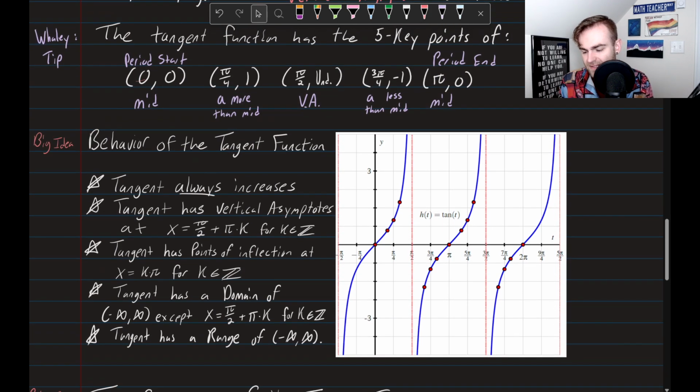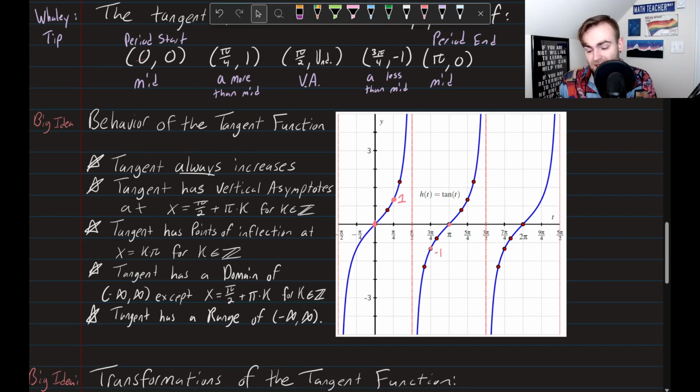So we get this lovely looking graph from the tangent function. And we can see that we have 0, and this is a little distorted. This is 1, undefined. This would be -1, and this is 0. So again, the scale is a little off, but I digress.